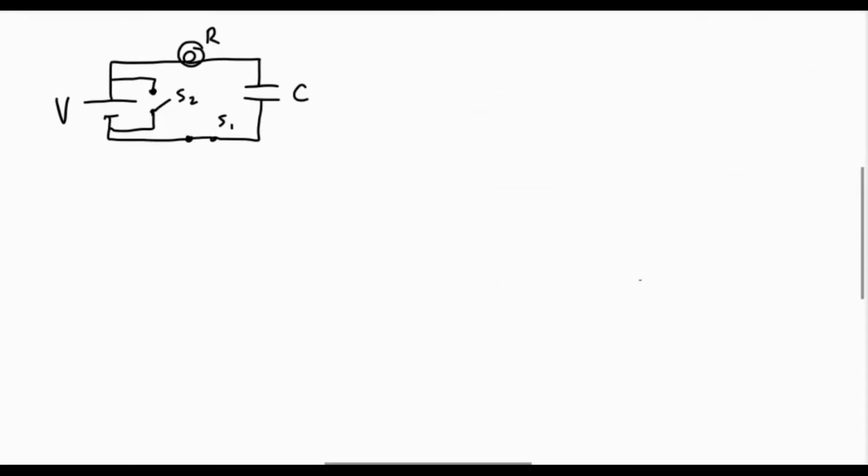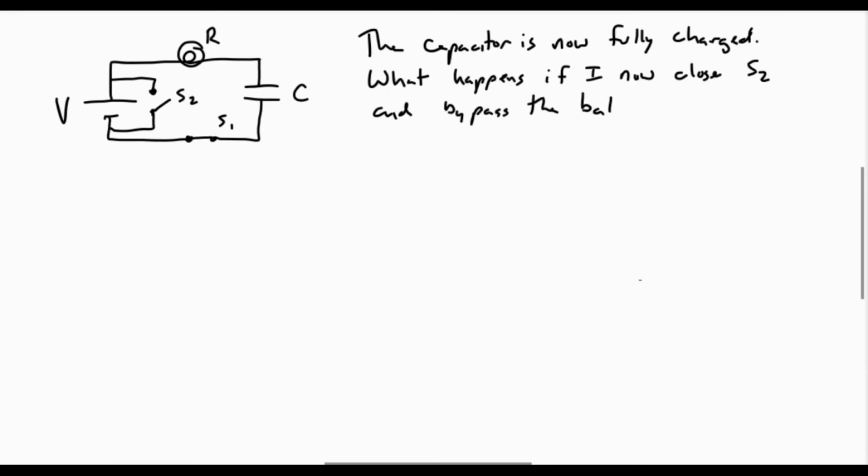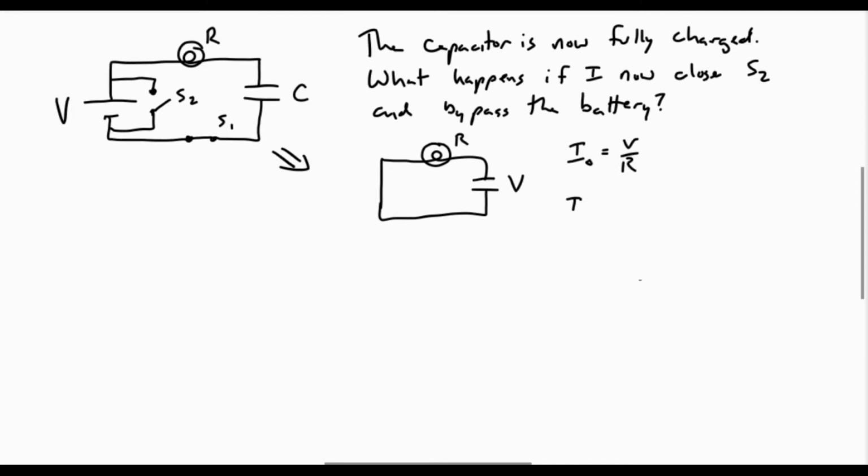Now that the capacitor is fully charged, what happens if we close switch 2 and bypass the battery? The capacitor now acts like a battery and provides voltage to the circuit, but its voltage decreases exponentially with time as it drains. This means the current starts as V over R and fades down to 0.